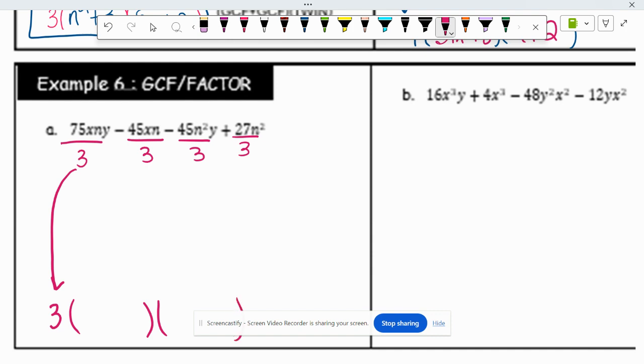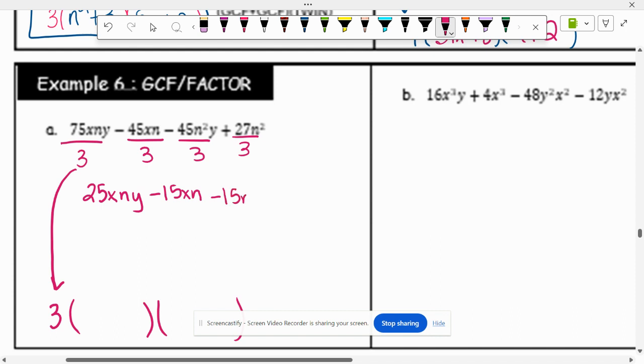So 75xy divided by 3 is, 75 divided by 3 is 25. So 25xy. Negative 45xn divided by 3 is negative 15xn. Negative 45n squared y divided by 3 is negative 15n squared y. And 27n squared divided by 3 is 9n squared. I'm going to group these up.